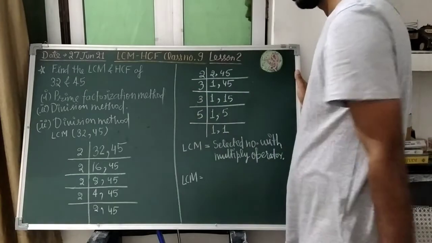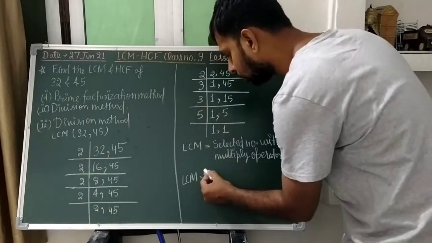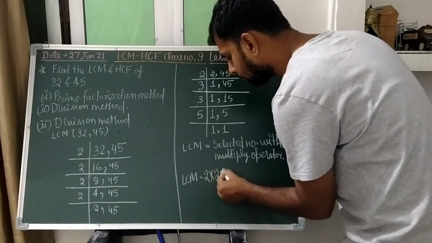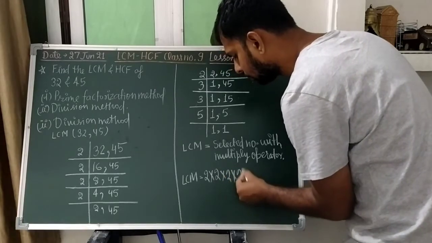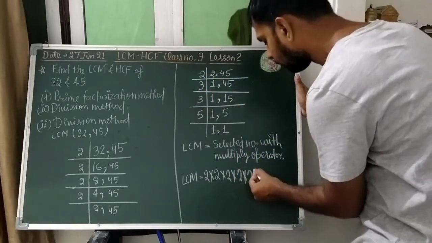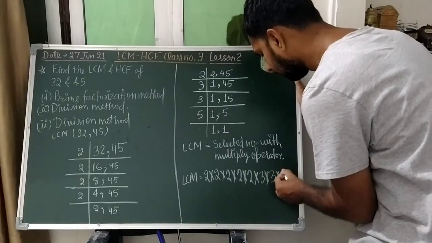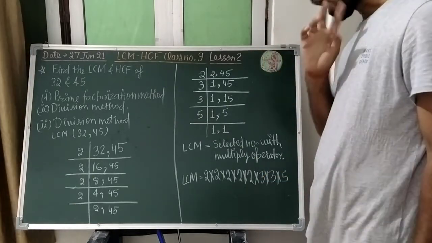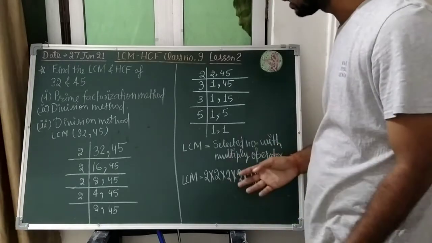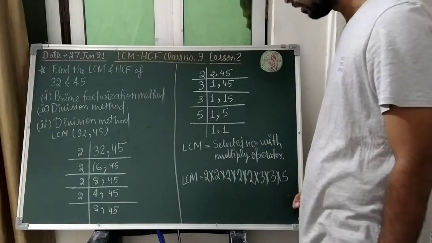3, 5. Meaning is that this 2 is 1, 2, 3, 4, 5 times. So 2 we shall write 5 times with multiply operator. 2 into 2 into 2 into 2 into 2, 5 times with multiply operator. 3 is 2 times, so multiplied by 3, multiplied by 3. 5 is 1 time, so multiplied by 5. After this, it is the division method. That is why we shall not go for that power.